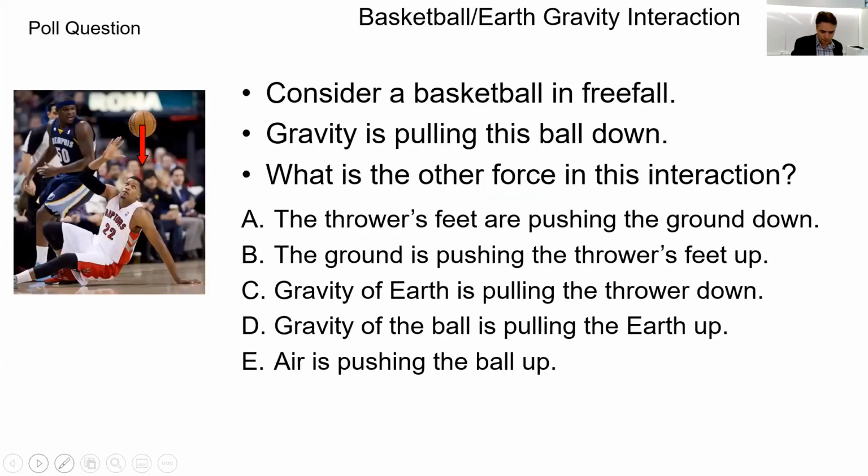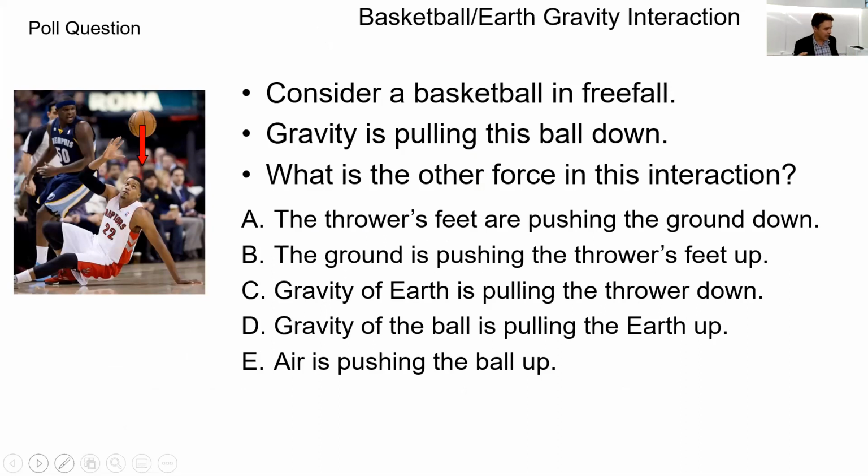And then this one, the basketball-Earth gravity interaction. So consider a basketball that's in free fall here. No one's touching it, because it's flying, right? Gravity is pulling the ball down. So what is the other force in this interaction? It must be equal and opposite by Newton's third law.